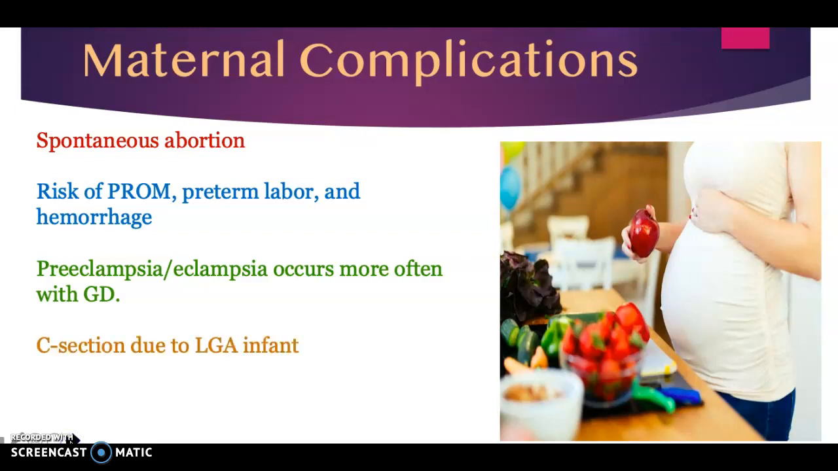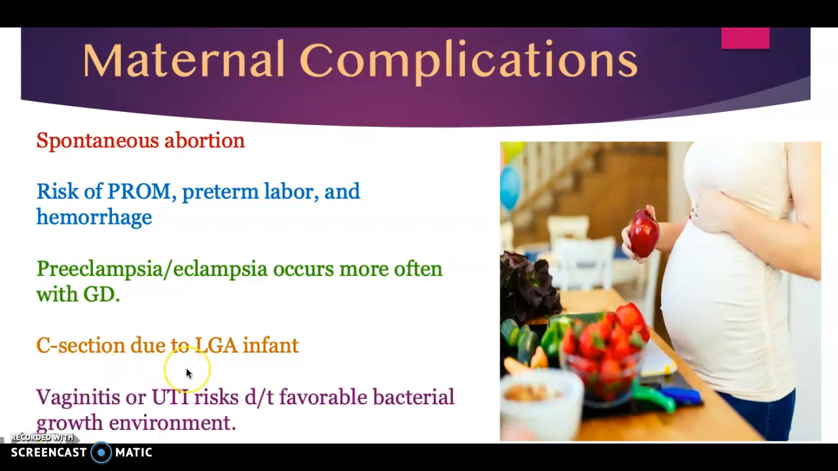And because these babies have lots of sugars on board, they grow to be larger than gestational, large for gestational age. That's what this LGA stands for. And so they're not able to give birth vaginally because the shoulders are so big and they would get stuck in the vaginal canal. So they have to be delivered via C-section a lot of times. And then she has risk of vaginitis or UTIs due to the favorable bacterial growth environment. So she's at high risk for more of those than usual pregnant women.